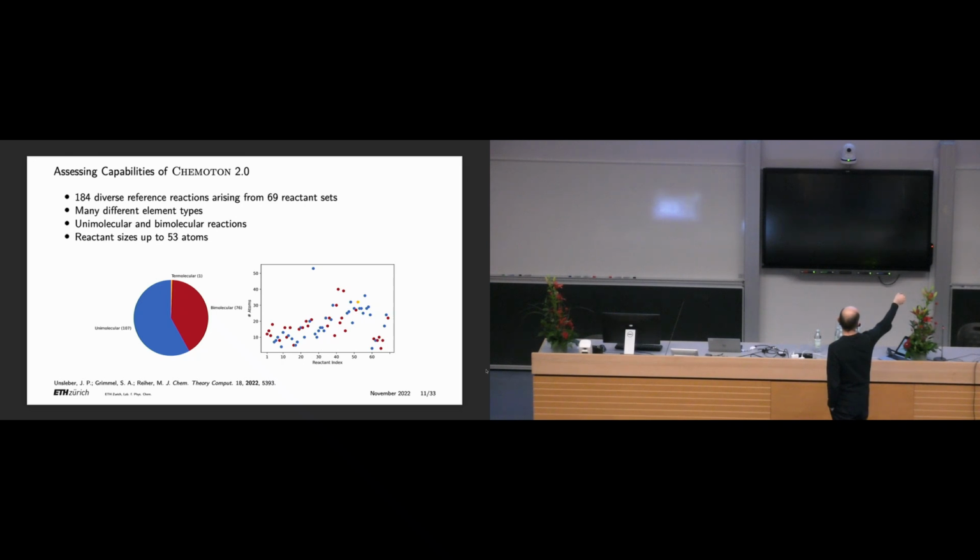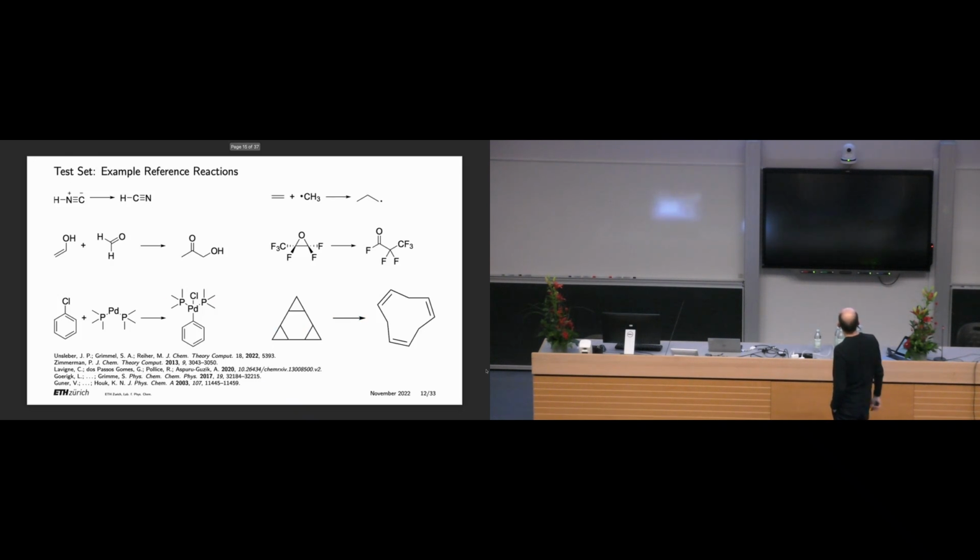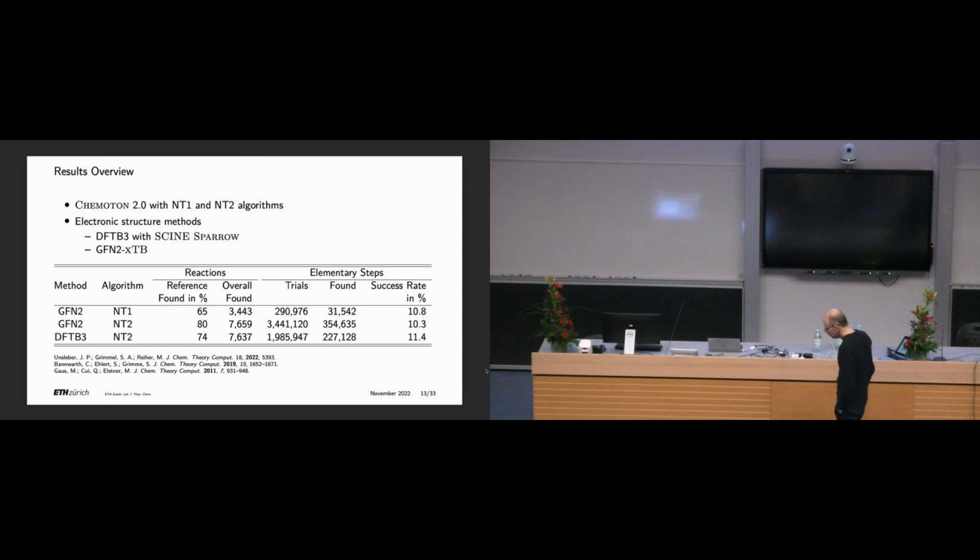You see this is a reactant index. These are the 69 reactants that are considered, and that is their size in terms of the number of atoms. More than half of it are unimolecular reactions, then a huge fraction bimolecular reactions, and then there's also a termolecular reaction. Here's an overview of the reactions that we consider. As you can see, it's really a really diverse set. Now, what results do we get?